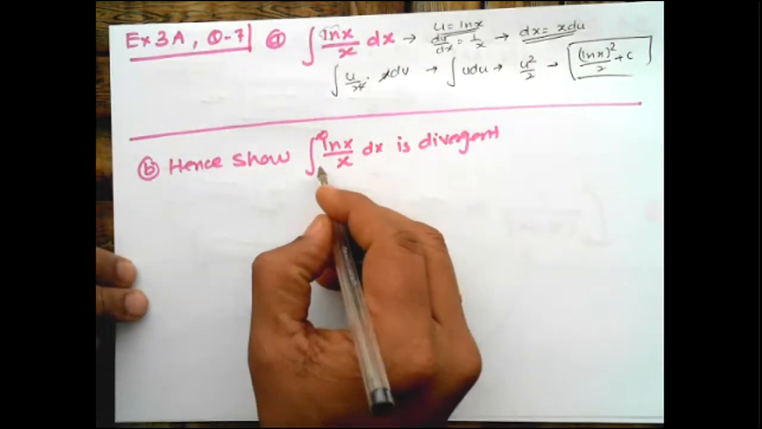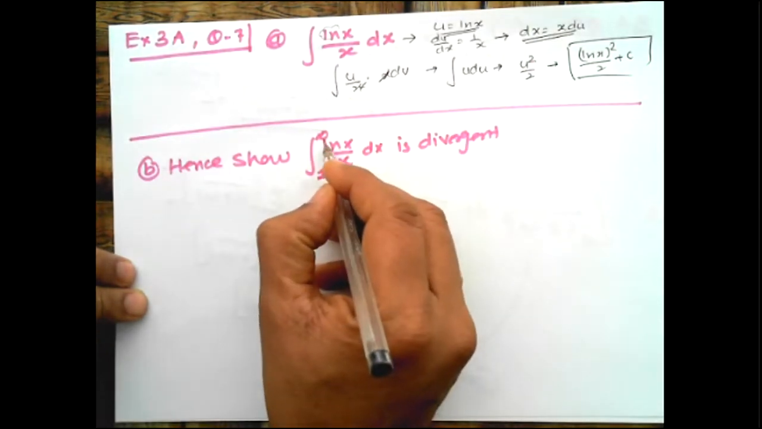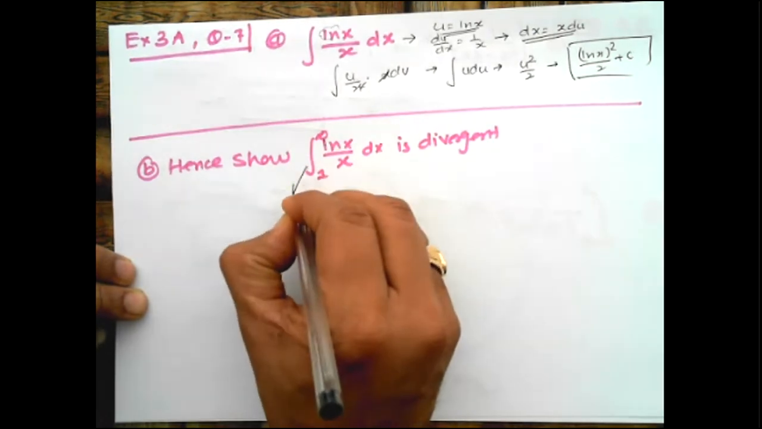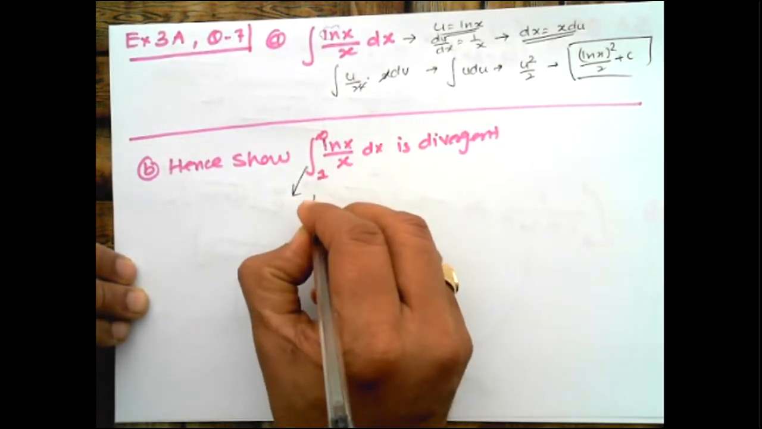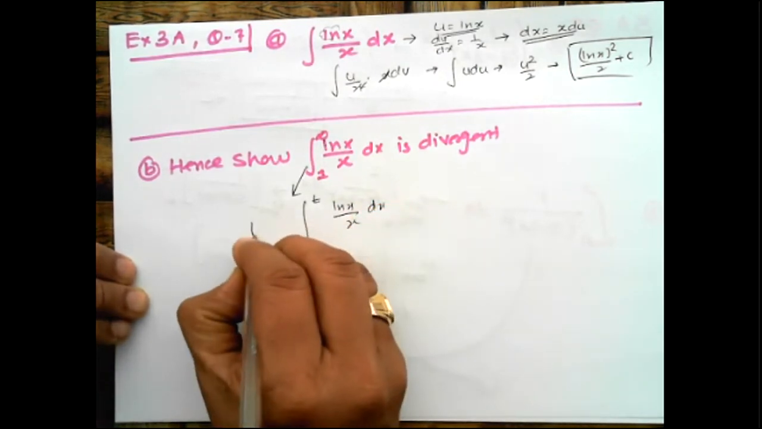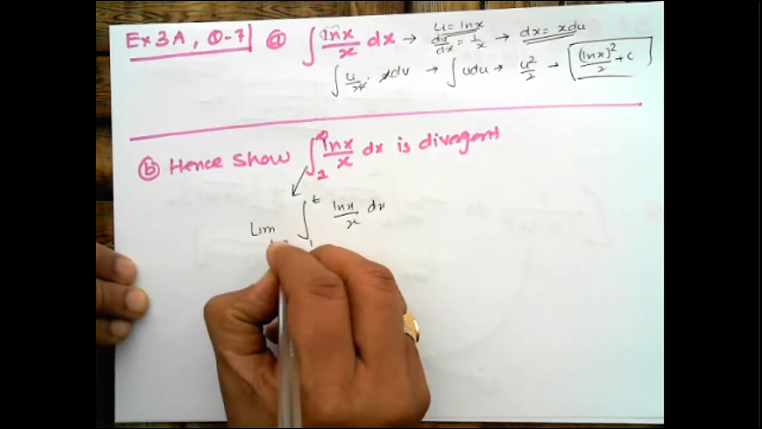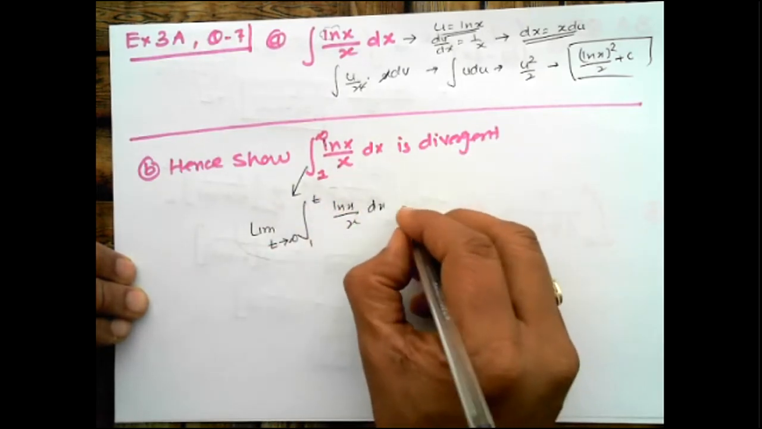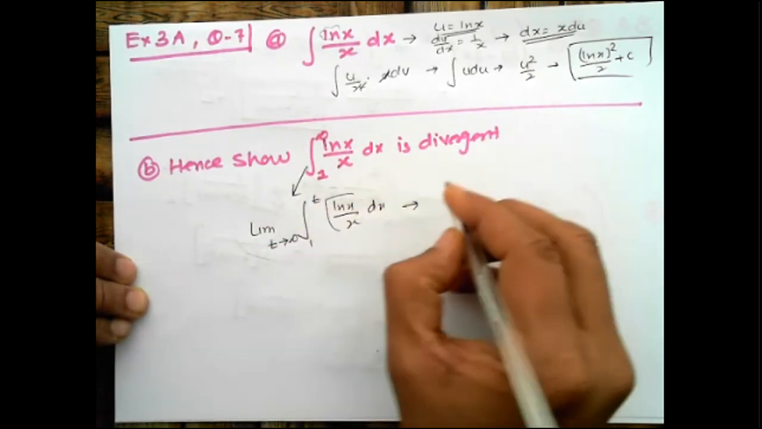For part B, once again, you see one of the limits given to you is infinity. So replace that by a letter. So I replace this integral and write this as the integral from 1 to t of ln x over x dx. And I write in front the limit as t goes to infinity. So this is exactly the same thing as this. Okay, now the integral of this, I've already worked it out.